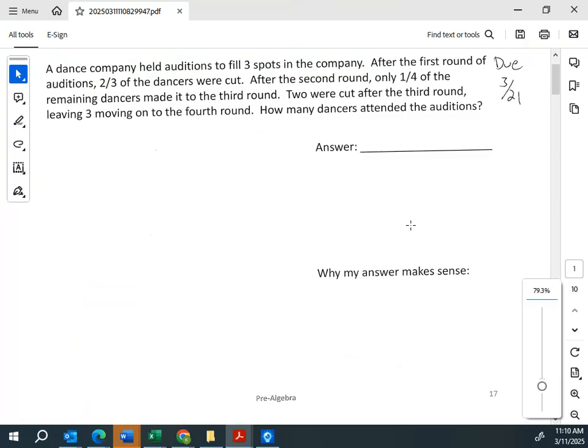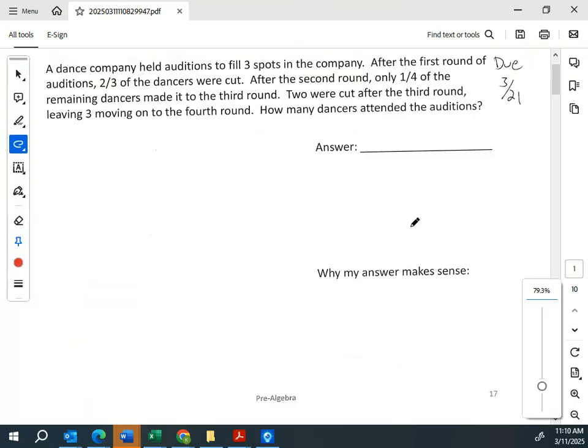Good morning. Today we are making packet number 9, which is due next week Friday on March 21st before spring break. Our first page says the dance company held auditions to fill 3 spots in the company. The first round of auditions, 2/3 of the dancers were cut. After the second round, only 1/4 of the remaining dancers made it to the third round, and 2 were cut after the third round, leaving 3 moving on to the fourth round. How many dancers attended the auditions?